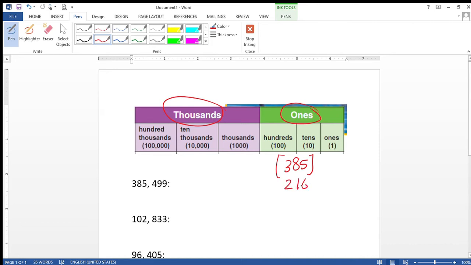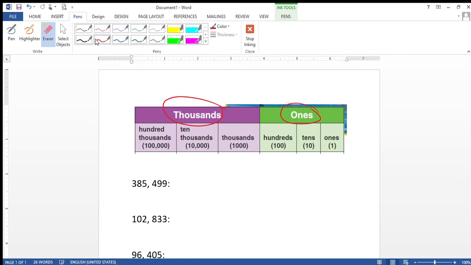216. 900. If there are no tens, we don't say anything. 900. No tens, so we don't say anything. 907. This is how we deal with three digits. When you have three digits, you always have to count them as ones, tens, hundreds.